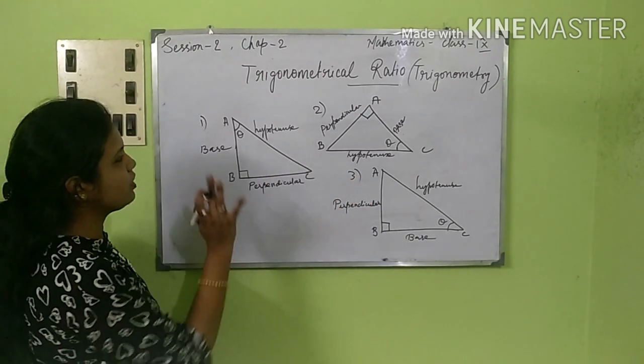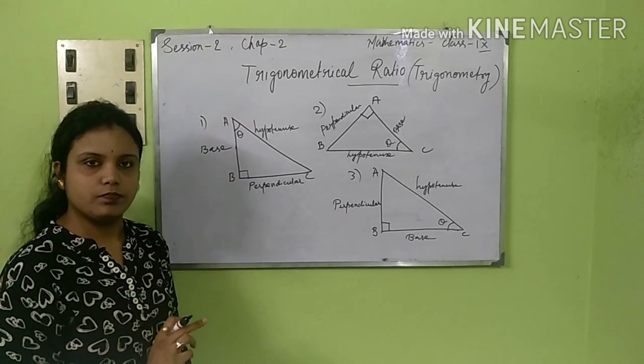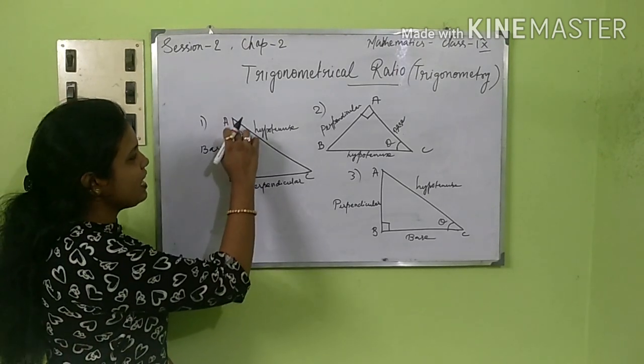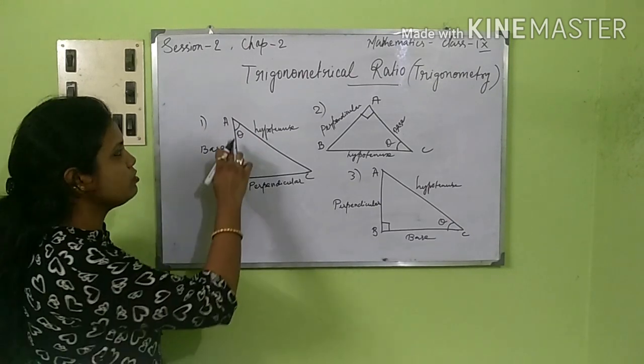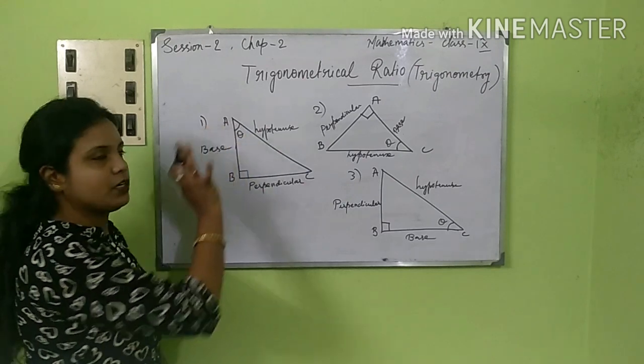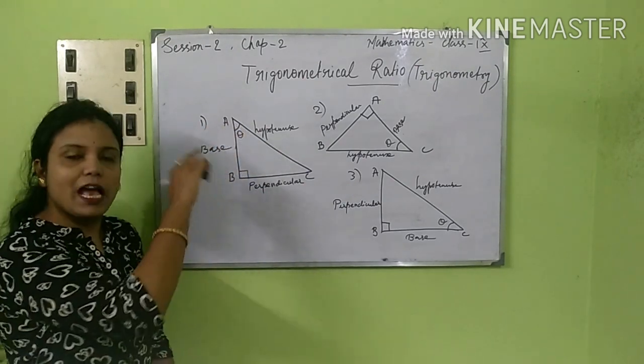Now for this first figure, you can see at angle B it is right angled, okay? And this angle A is marked as theta. Whichever angle we take, the ratios we take are according to this particular angle. The ratios we take are according to this particular acute angle.